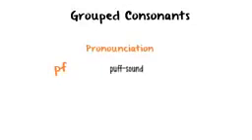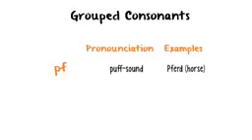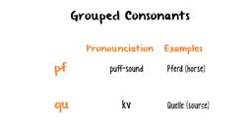Now let's continue with the next letter combination, PF, which sounds like a puff sound. Here we have the example of the word Pferd, which means horse. The next one is QU, which is pronounced like the letter combination K and V. Let's have a look at the example. Quelle, which means source. Pferd, Quelle.